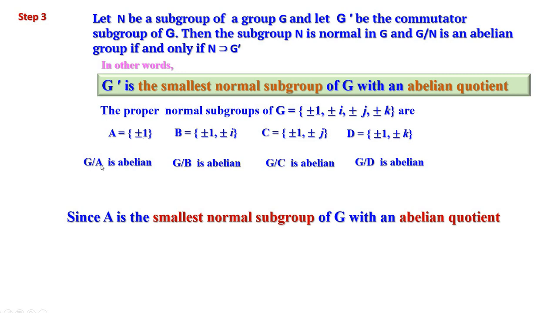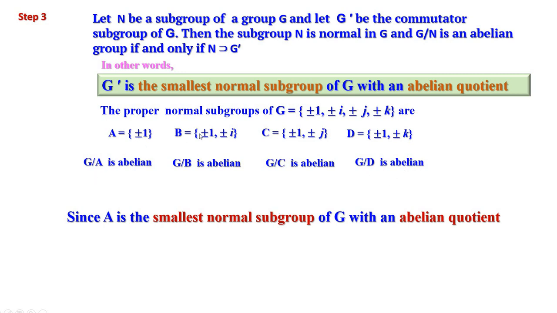So G mod A can be defined, and the order of G is 8, order of A is 2. So 8 divided by 2 is 4, which is 2 square. Any group of order p square is abelian, so G mod A is abelian. And here the index of B in G is 2, being a prime number, that should be abelian. So G mod B is abelian. Similarly, G mod C is abelian, G mod D is also abelian.